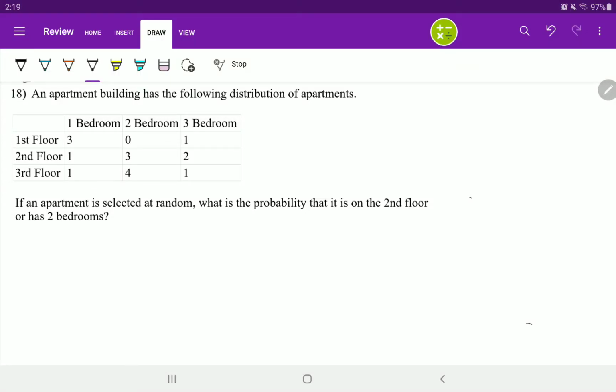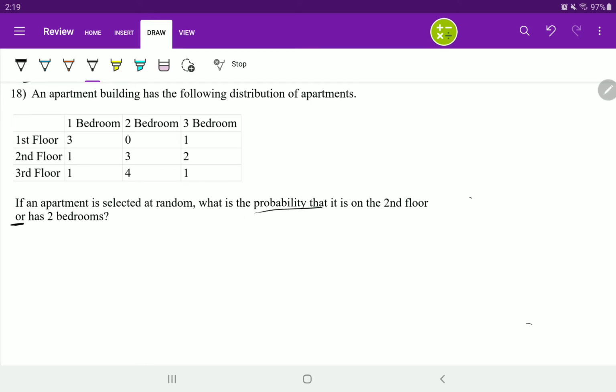In this video, we're going to knock out questions 18 and 19. Now, it says an apartment building has the following distribution of apartments. So we have according to how many bedrooms and to what floor it's on. It says if an apartment is selected at random, what is the probability that it is on the second floor or has 2 bedrooms?